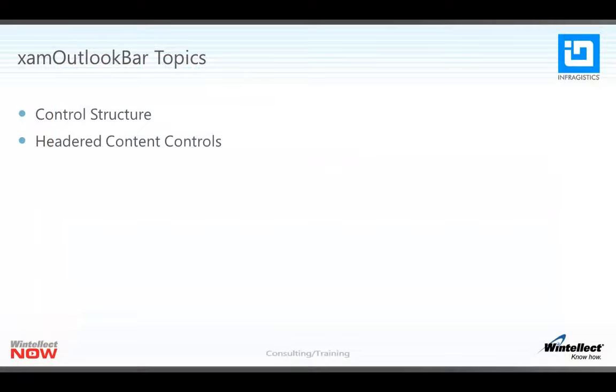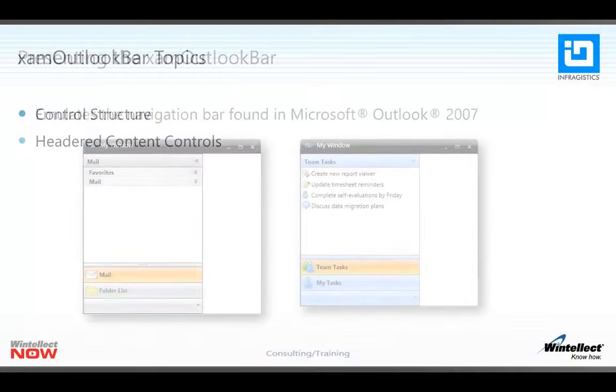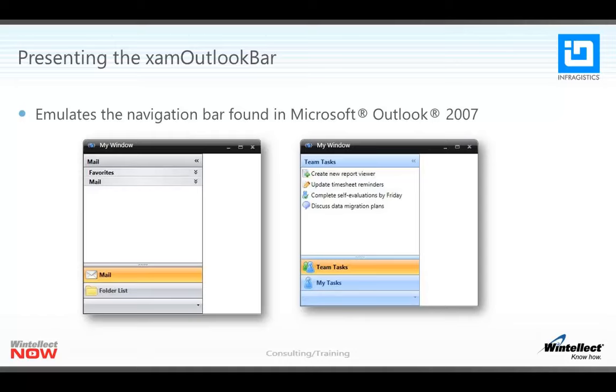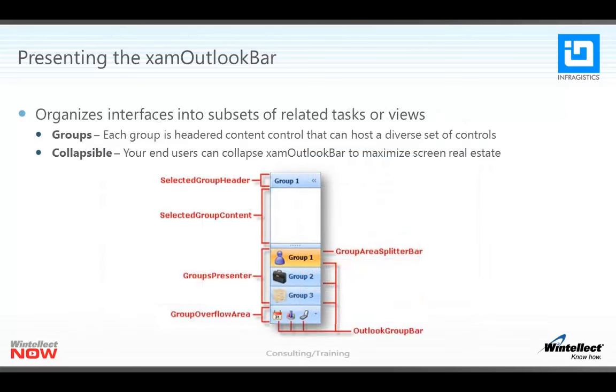For the XAML Outlook bar, the topics we'll be covering are the control structure and headered content controls. The XAML Outlook bar control is built to emulate the navigation bar found in Microsoft Outlook 2007. Just as Outlook 2007 separates email-related functionality from calendar-related functionality, you can organize your own application tasks into subsets of related tasks. The XAML Outlook bar is made up of groups, and each group is a headered content control that can host a diverse set of controls. And the XAML Outlook bar's collapsibility allows the user to maximize screen real estate.